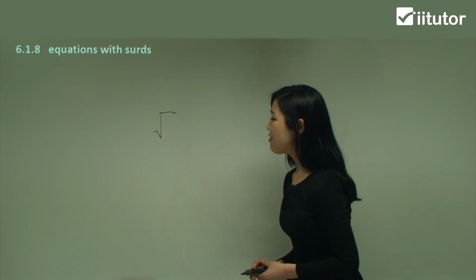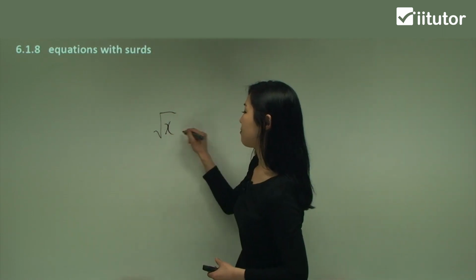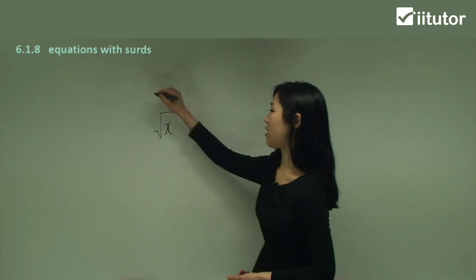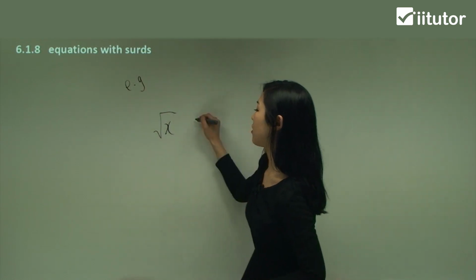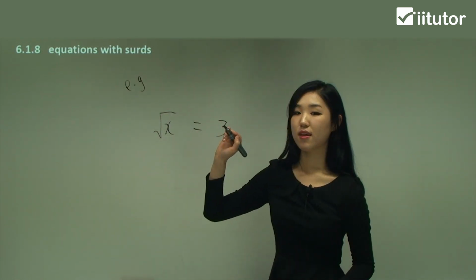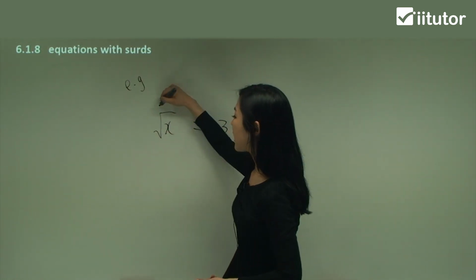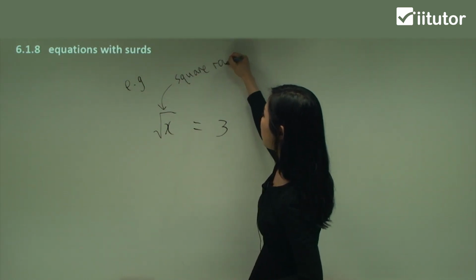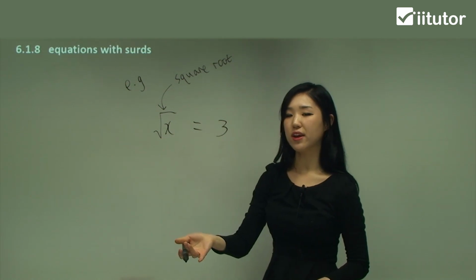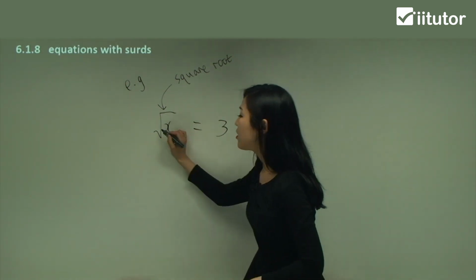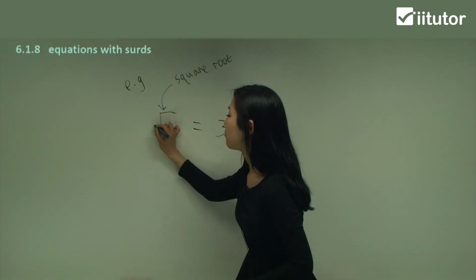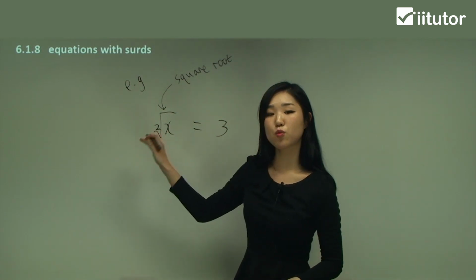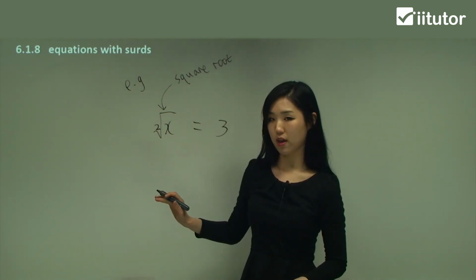Now, if you have, say, root x equals 3, I'll just give you an example. This is a square root. For most of you will probably know already, it's called a square root. There's a little invisible 2 here. If there's nothing there, it's a square root with an invisible 2 there.